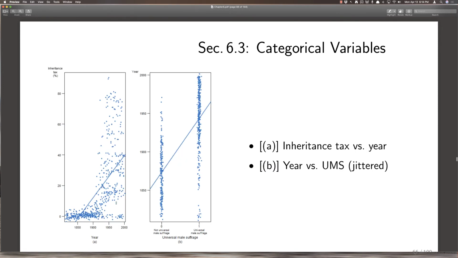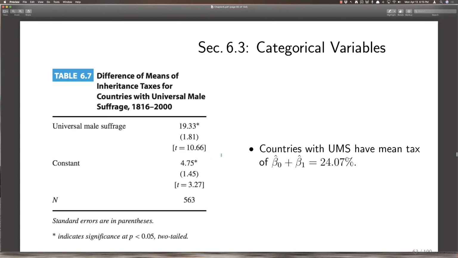So here is what these two look like. Here I've got year on the horizontal axis. Again, I would have probably put year on the horizontal in both cases, but we can see that there's probably a correlation between year and inheritance taxes, and there's probably a correlation between year and universal male suffrage. Both of these things look like there is a correlation. So if I left out year as a control, I might think I have some sort of causal effect here when I really don't.